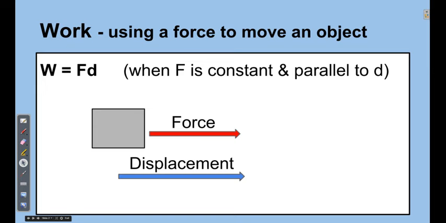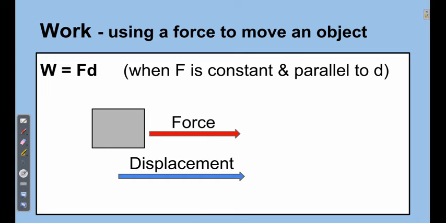Here is the first one of these, work. Very simply, work is using a force to move an object. And you can see here in the formula that work equals force times distance. That's a really simple formula. You take those two numbers and you multiply them, and you get the quantity called work that we're looking for.